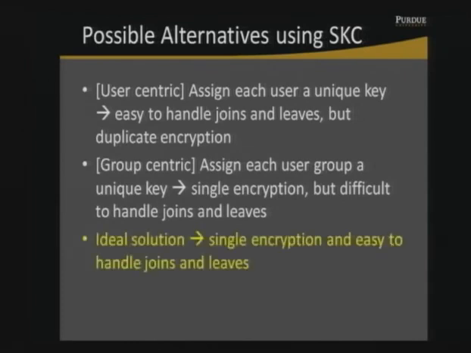So the ideal solution: we want to have single encryption, where we encrypt each document only once, and we want to efficiently handle the user dynamics. When users join or leave, ideally it should not affect the other users. It shouldn't affect the private keys of the users. So for the remainder of the talk, I'll try to show you how we try to achieve this ideal solution, or at least come close to it.